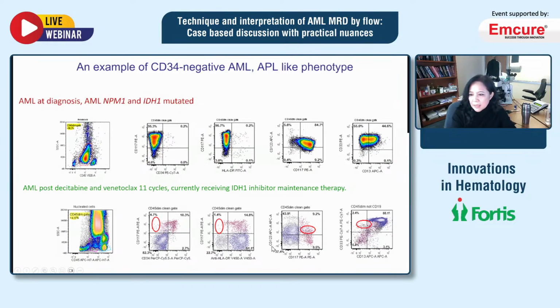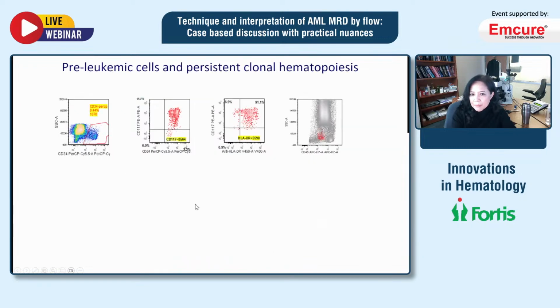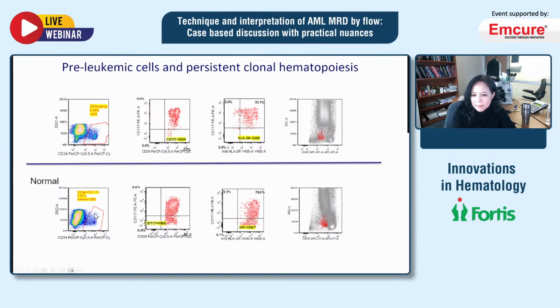So the AML MRD turned out to be negative, but however, if we look at CD34 cells, the CD117 is definitely elevated, and the HLA-DR is decreased, and also CD45 is decreased. If you don't remember what normal is supposed to look like, this is the normal: CD117 is low, and the DR is high, and the CD34 cells sit right under the granulocytes, right? We do see these alterations, this abnormality of the CD34 positive cells.